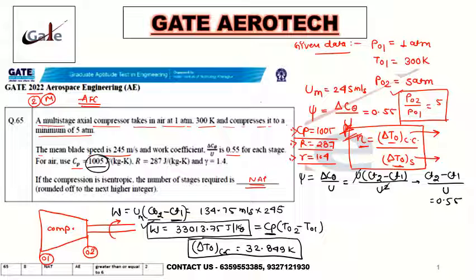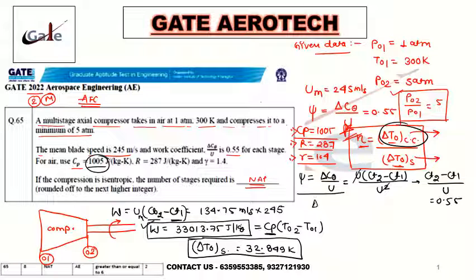Okay, so from each stage you are getting 32.849 Kelvin temperature rise. This 32.849 will be uniform across all these stages. It cannot be different. If it is different, then your design of compressor is bad. Okay, now what we need to do is find this across the whole compressor. Oh sorry, this was for your stage, this was your first stage, pardon me for that.